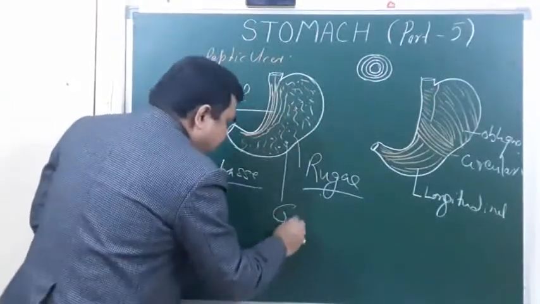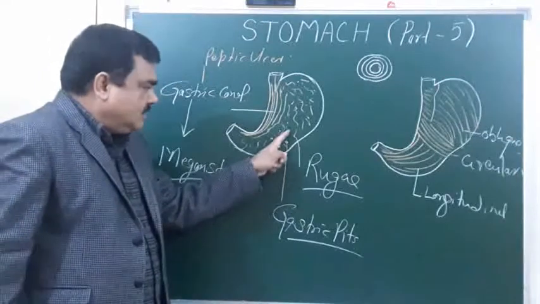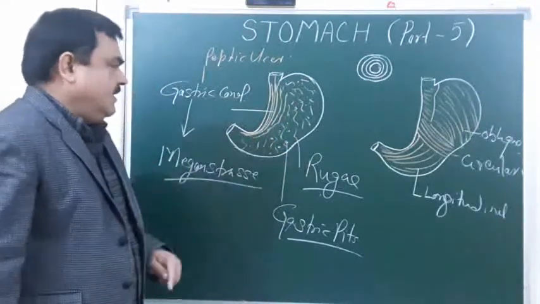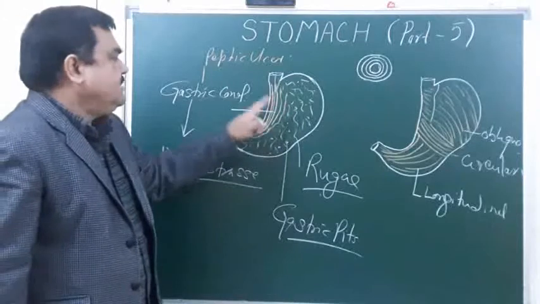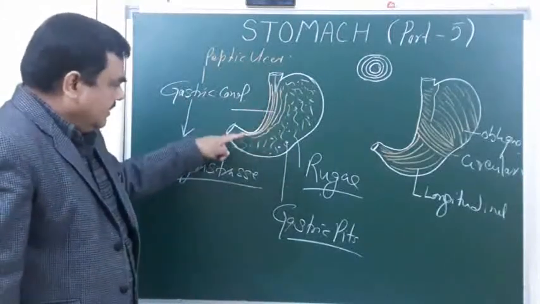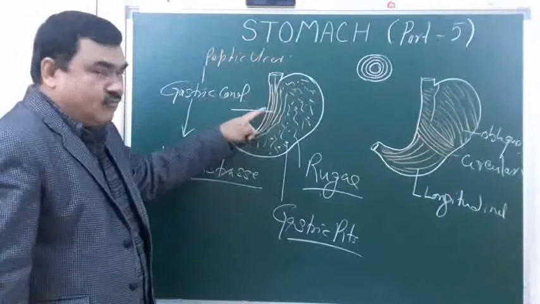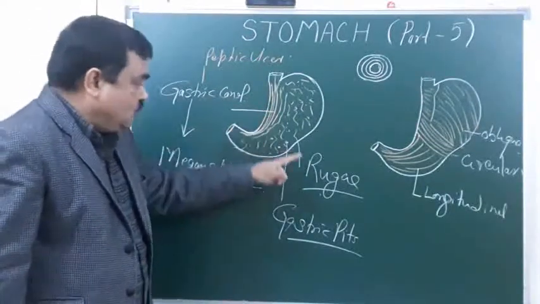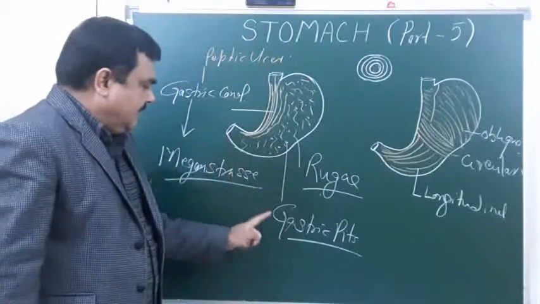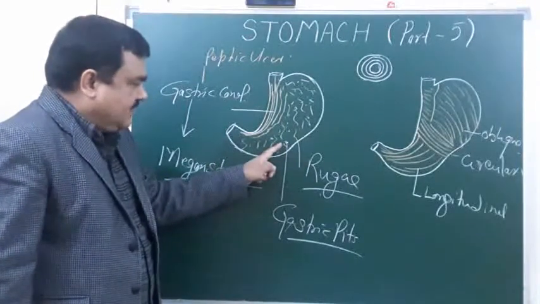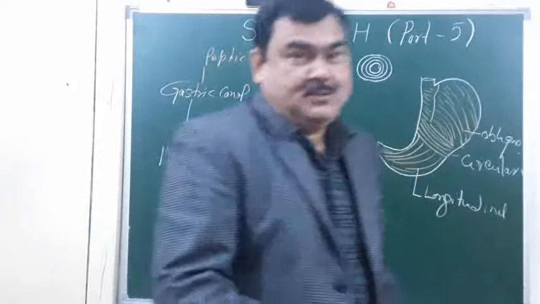These pits are gastric pits. Gastric glands open through these pits in the stomach. So a special feature, after opening this, you will find the gastric canal along the lesser curvature. Here longitudinal folds of mucosa are present, longitudinal rugae are present, and underside there are irregular rugae present, and here another thing is the presence of gastric pits. So this is all about the interior of the stomach. Thank you.